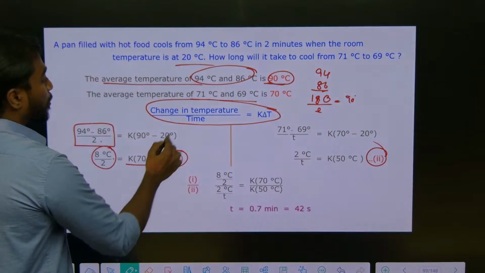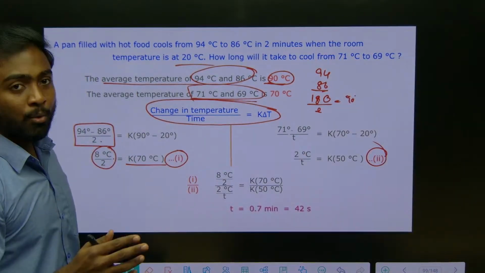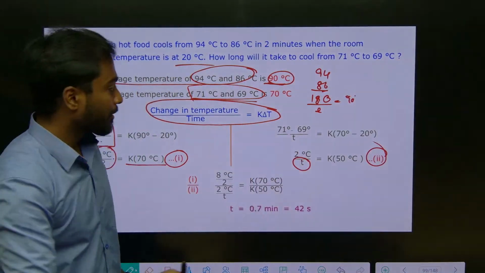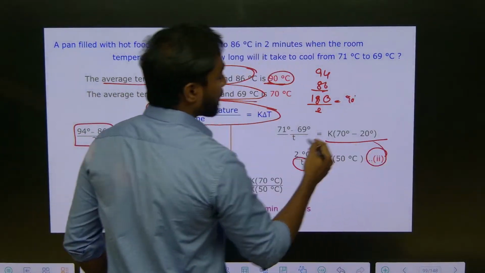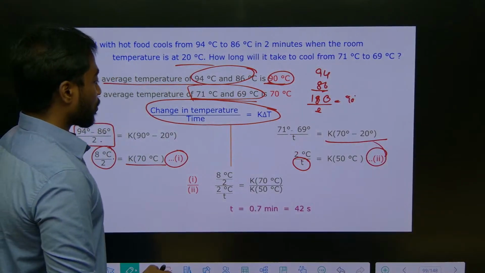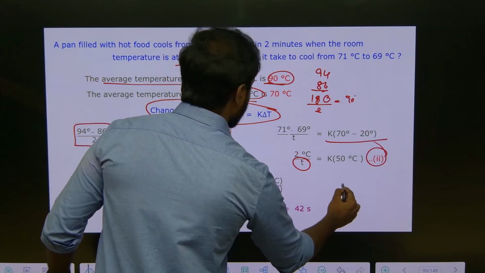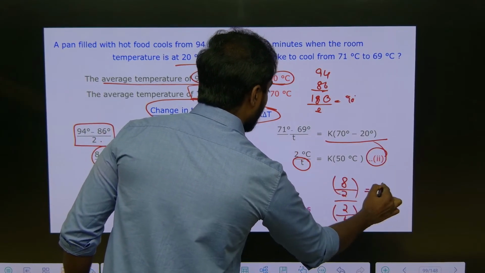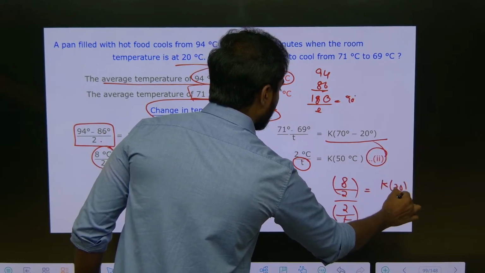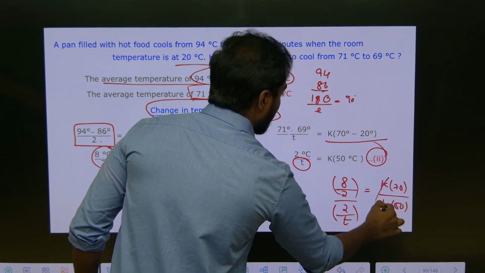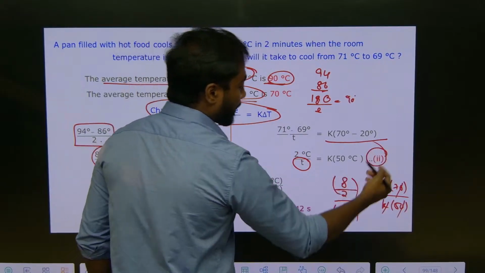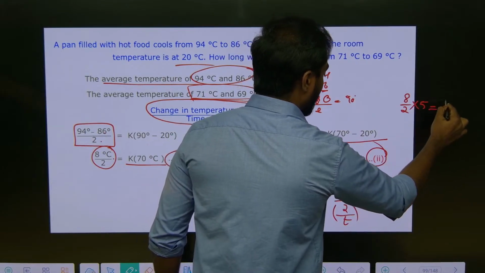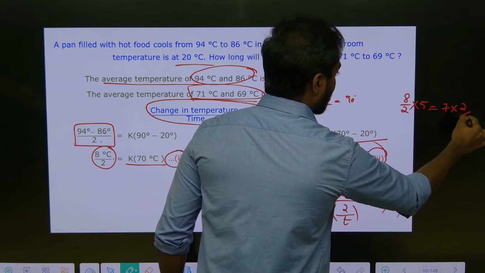When we talk about 71 and 69, 71 minus 69 is 2, so 2 divided by the time t, which I need to find, equals K into 70 minus 20. If we take the ratios, 8 by 2 divided by 2 by t equals K into 70 divided by K into 50. K cancels, the zeros cancel, and we cross multiply. We get 8 divided by 2 into 5 equals 7 into 2 divided by t.